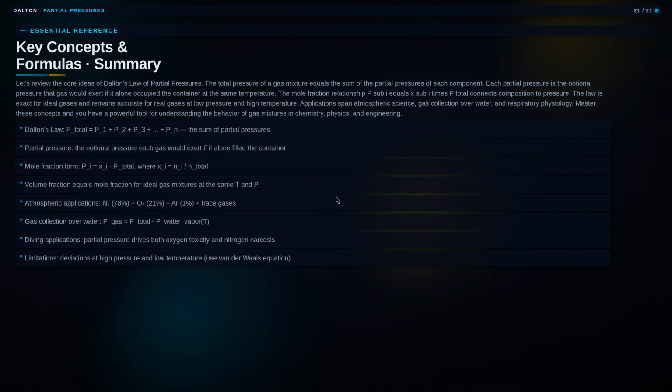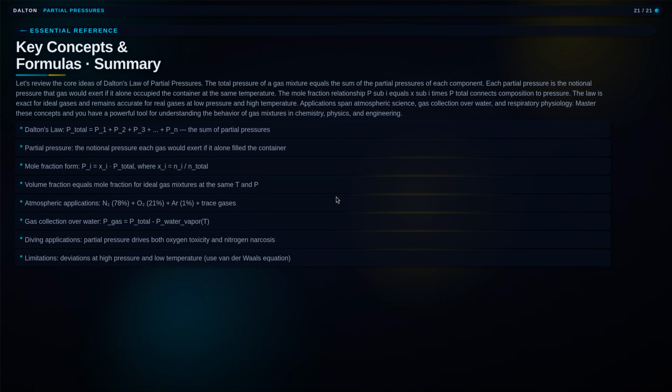Third, the mole fraction relationship. P sub I equals X sub I times P total, where X sub I is the mole fraction of component I. Fourth, the law works perfectly for ideal gases and remains highly accurate for real gases at low to moderate pressure and high temperature. Fifth, applications. Atmospheric science, gas collection over water, and respiratory physiology in scuba diving all depend on Dalton's law.